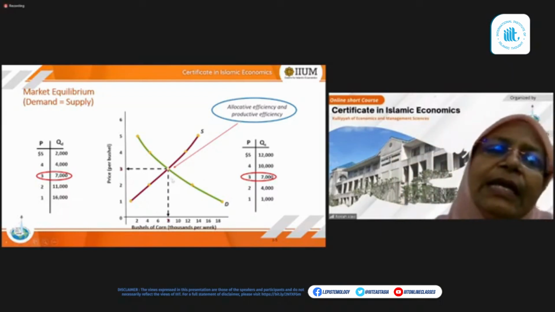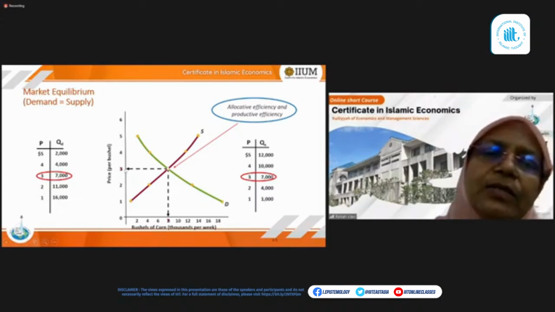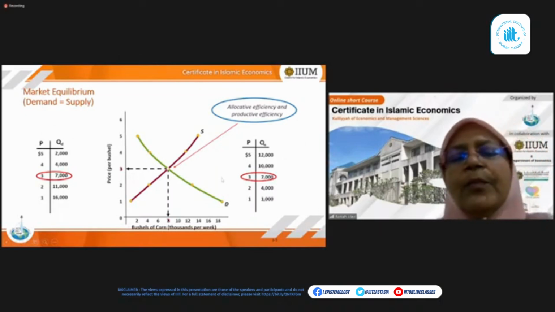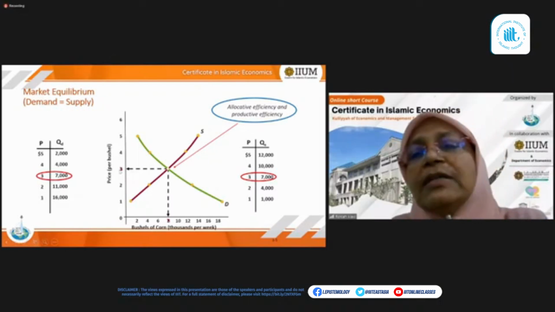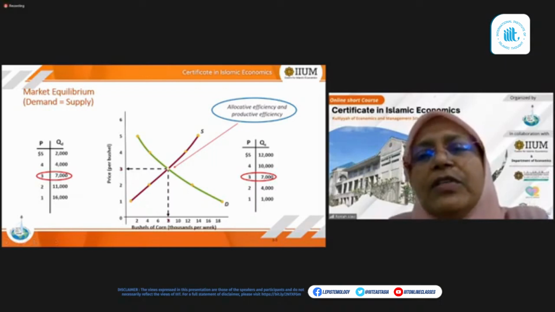So that's what we mean by equilibrium. Here you have the equilibrium price and the equilibrium quantity. All right? These are demand and supply. Now, when there is equilibrium in the market, it means the resources are allocated efficiently. How? Because at $3, there is productive efficiency. What does that mean? You remember productive efficiency means producing goods and services at the lowest cost possible.